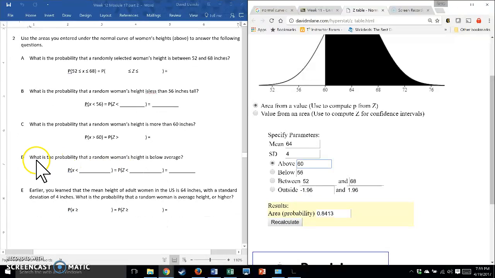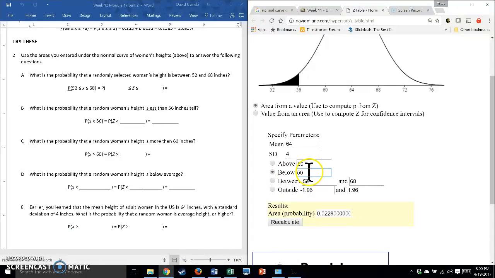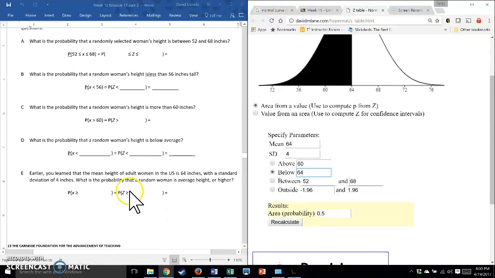The next one says, what is the probability the random woman's height is below average? Well, what's average? Average is the same as mean. So I'm looking below, so I have to say below, and I want it to be the average. The average height is 64. If I do that, that kind of makes sense. If the average is 64 inches, then half the women are below that height, and half the women are above that height.